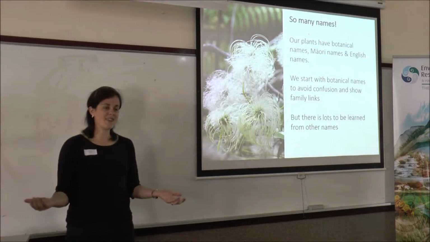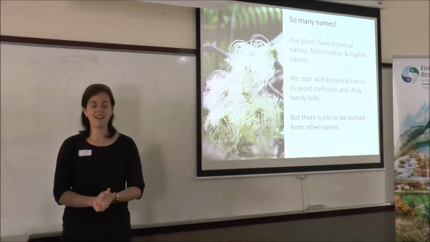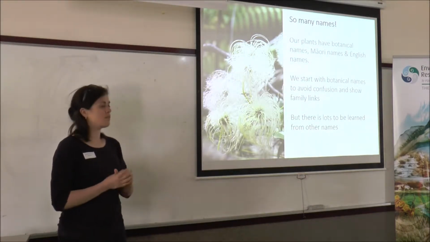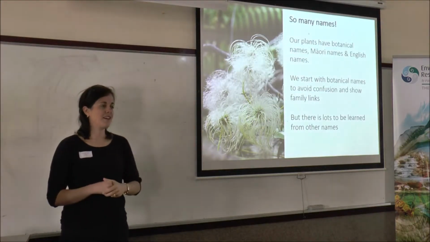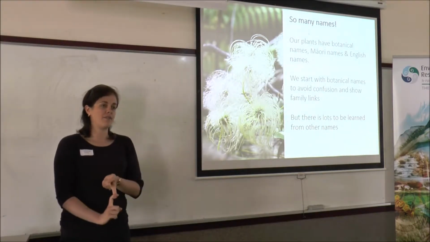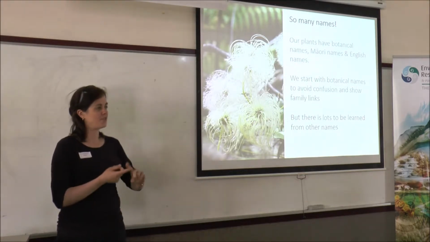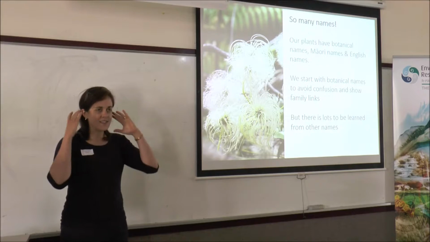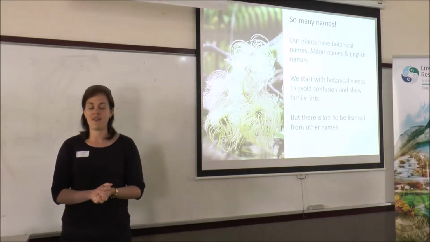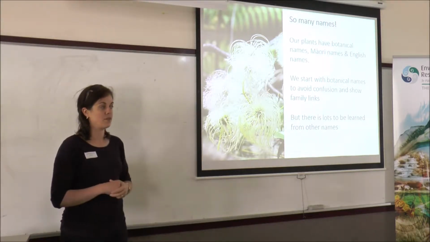And we have lots of names for them. So we start with some botanical names, but we also have Māori names and English names. We have one botanical name for every species, but we can have one or two or three Māori names, or one or two or three English names. So it's a lot to keep in here, and that's why we've got some fantastic books available and other resources to help you.